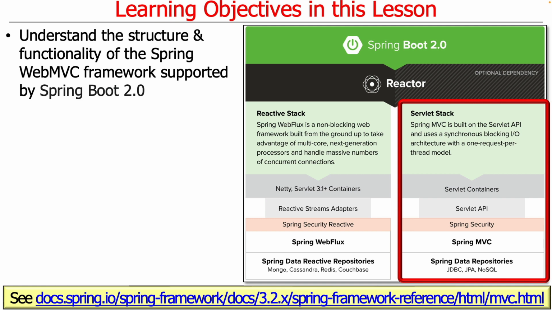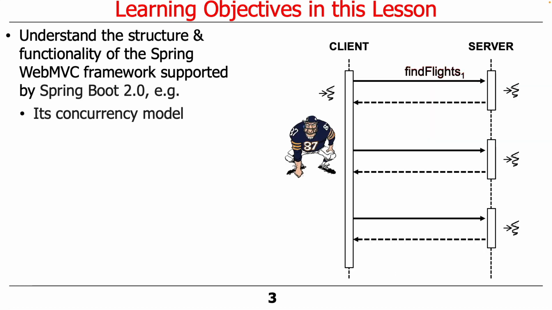But the MVC stack is built on something called servlets, and it uses synchronous blocking I/O with a one request per thread model using a thread pool. And we'll talk about that because those are some things that have changed a bit over time with the advent of the new Java 19 features.